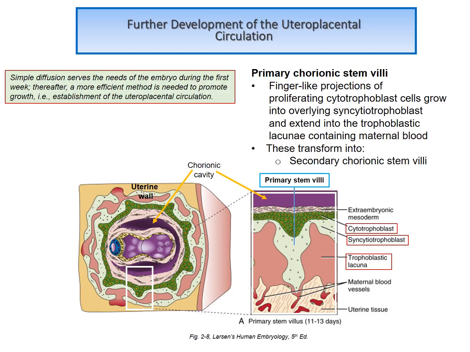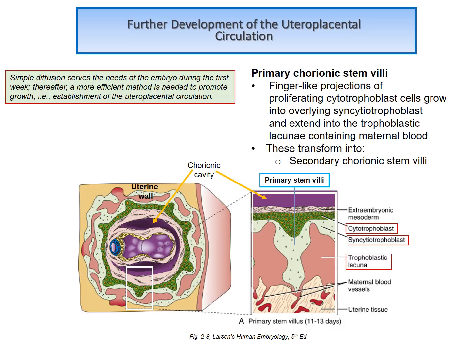We now turn our attention to a further discussion of the development of the uteroplacental circulation. Simple diffusion serves the nutrient and growth needs of the embryo during the first week of development. Thereafter, the embryo requires a more efficient method to promote further growth. This involves the establishment of the uteroplacental circulation. The essential details of this process are shown on the next couple slides.